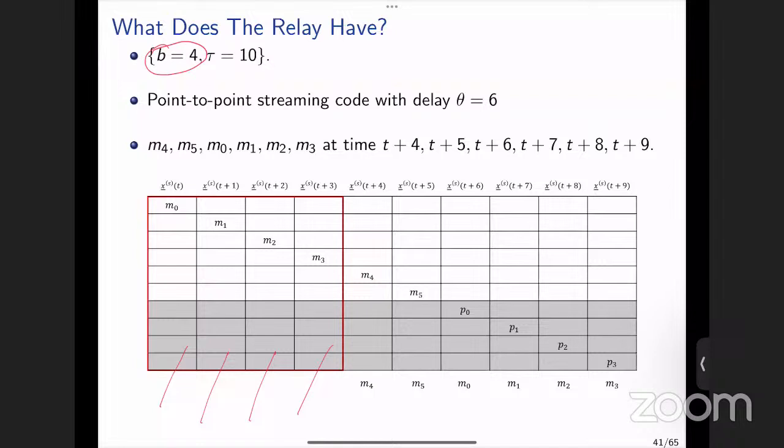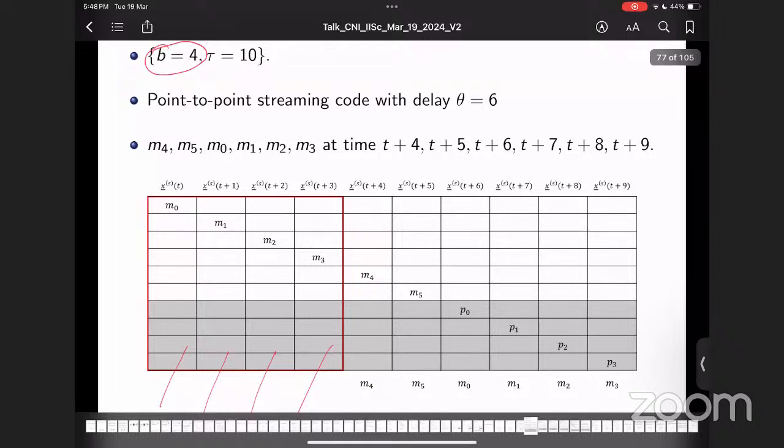Now at t plus 4, what will the relay have? At t plus 4, obviously the relay is going to have M4 because it's not erased. At time slot t plus 5, the relay is going to have M5 because that's also not erased, right? At t plus 6, I have written that.